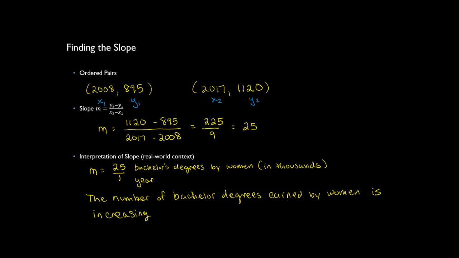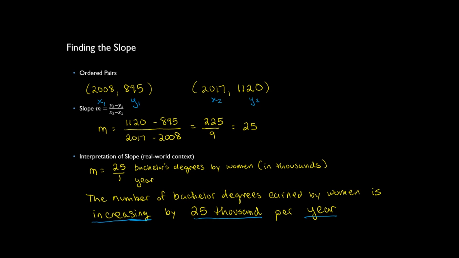So that's where we're indicating the direction with the word increasing by, and then our top is 25 and it's measured in thousands. So we write our units, 25,000. That is the top of the fraction. And then we use per to indicate that division, and it's per year. And that is the bottom of the fraction.